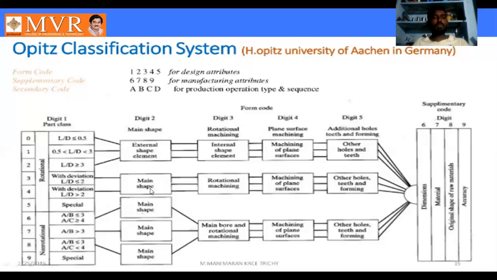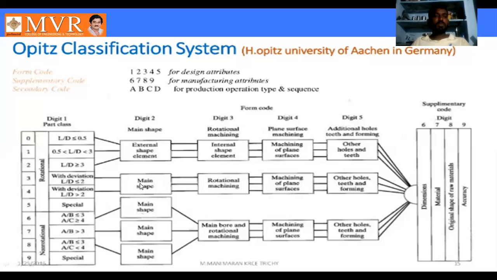So it is the main shape one. So we are getting these two, 3 and 4 1. We are getting main shape one. So main shape onwards we go for rotational one, rotational machining one. So often we are getting machining of plane surface one. Often we are getting other holes, teeth and forming one. Often we go for dimensions. Often we go for material one. So original shape of the material one and the accuracy we are getting. So it is the 3 by 4 operations one.